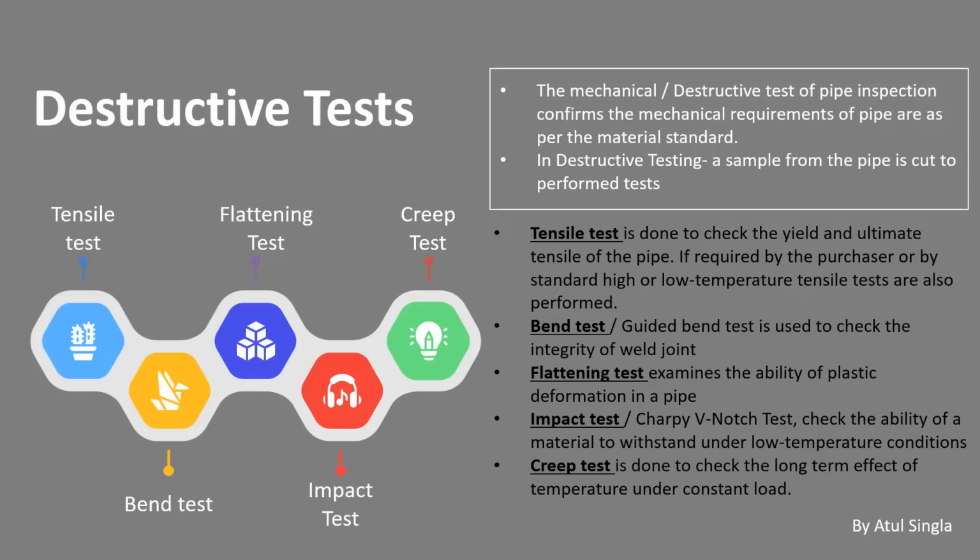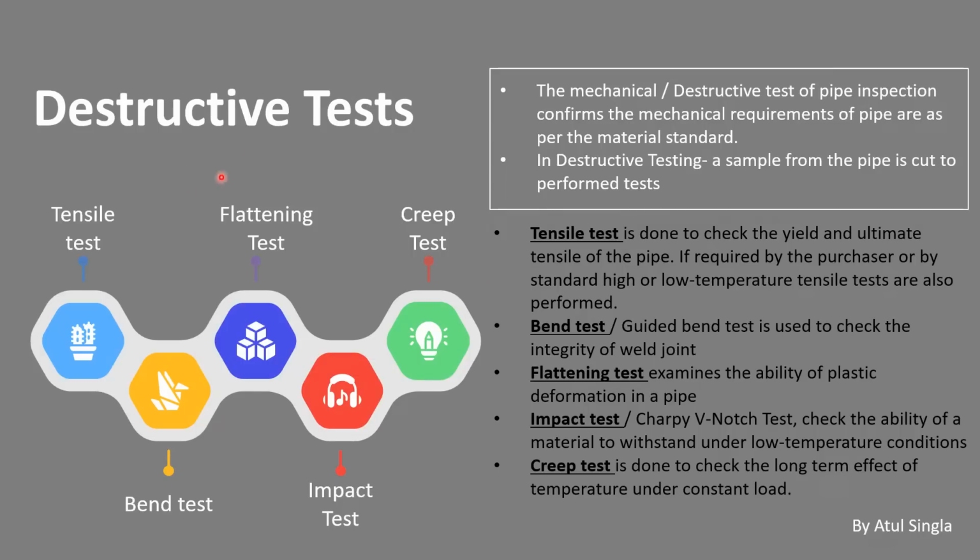from a pipe which is cut to perform the tests, and we generally list out all the testing outputs for that particular test piece. So if you look, there are various destructive tests. For example, the tensile test. The main agenda of the tensile test is to check the yield and ultimate tensile strength of the material. Then there is a bend test. The bend test is used to check the integrity of weld joints.